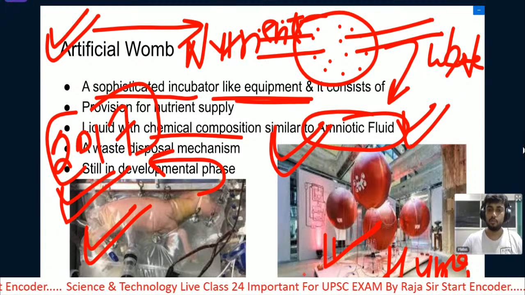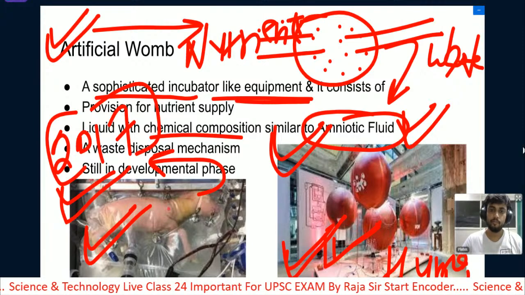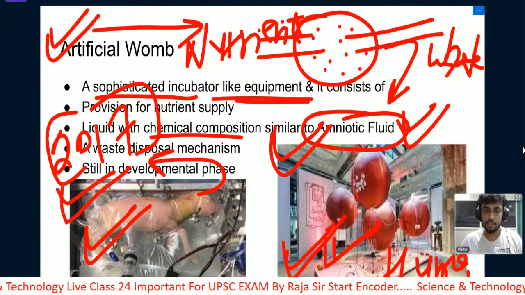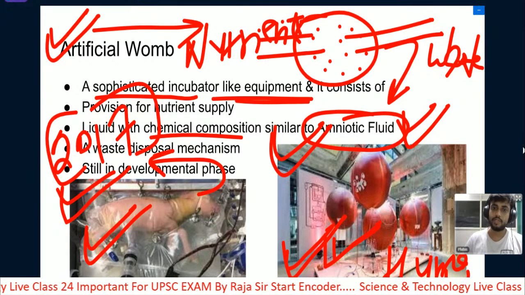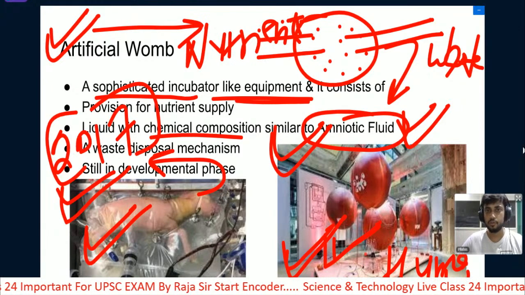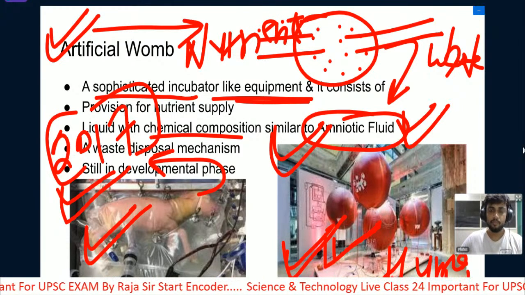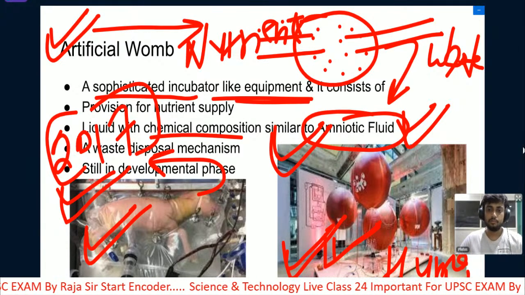In the case of humans it has not been tested, but in the case of animals this was tested in the year 2017, and a sheep was developed outside the natural womb.